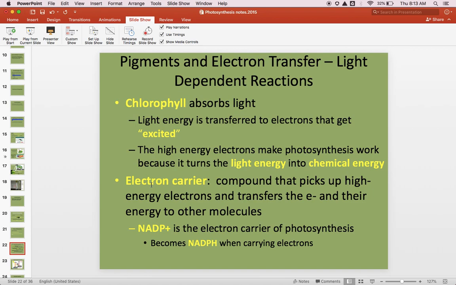Now, the electrons then, when they get excited, they're going to jump up out of chlorophyll and they're going to head to what's called the electron transport chain. And eventually they'll get picked up by an electron carrier called NADP+. Electron carriers are compounds that pick up high energy electrons and transfer their energy to other molecules. You'll find out later that the energy that's now contained in NADPH, which is carrying electrons, NADPH is an energy molecule and it's going to transfer its energy over to the light-independent reactions to turn CO2 into glucose.